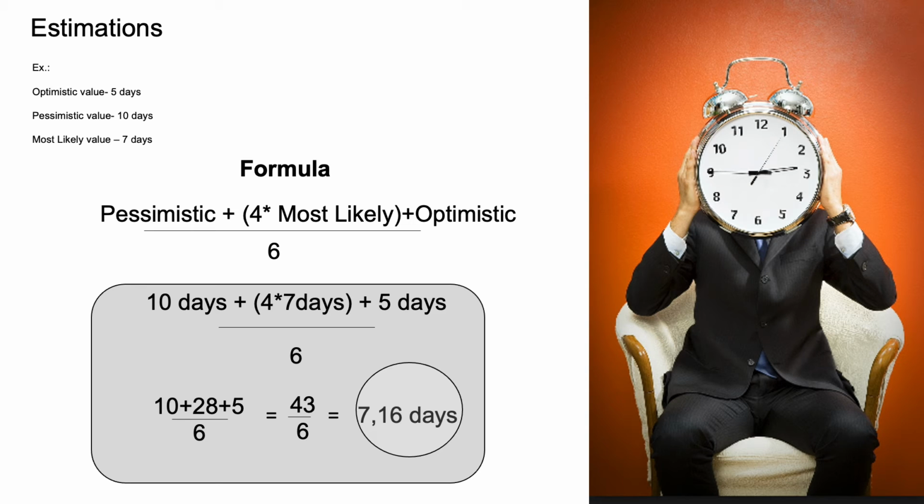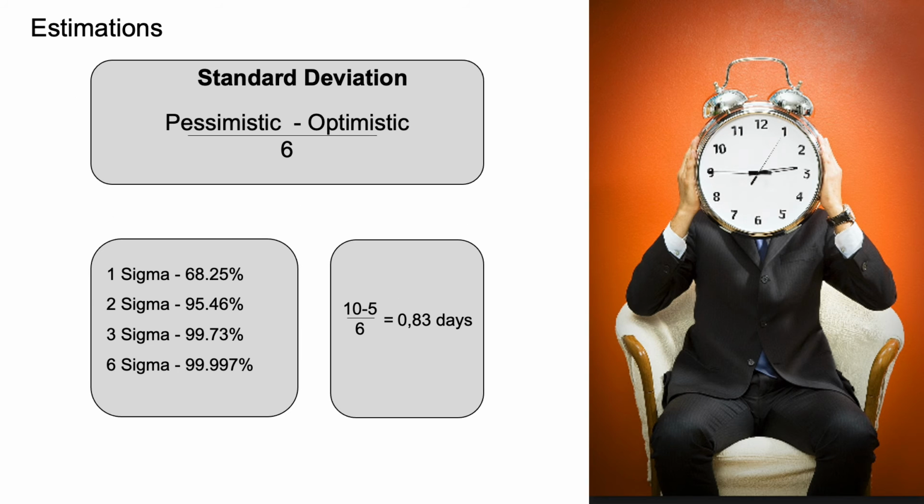Next, you should calculate the standard deviation that allows us to determine the probability percentage of the confidence level of the given estimate. In other words, plus or minus how much time do you need? What is the possible deviation? Depending on the number of sigma, the confidence level of the estimate will be 1 sigma, 2 sigma, 3 sigma, and 6 sigma. What does it mean for us? As you can see, the highest level of confidence is 6 sigma, which represents a level of confidence of 99.997%.